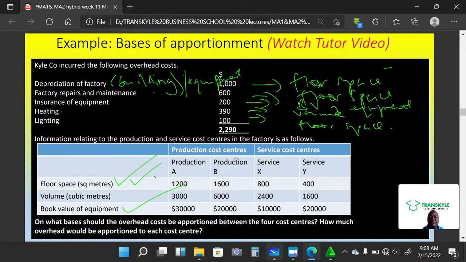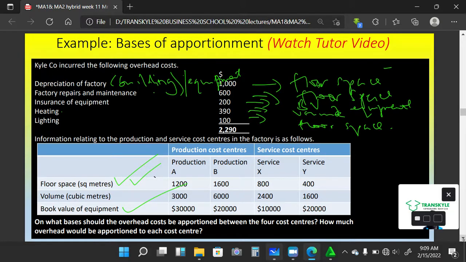more time. All right, so we have answered on what basis the overhead should be apportioned between the four cost centers, and this is the basis which we have done. But we have not answered the other part, how much overhead would be apportioned to each cost center, which is a very cunning and tricky bit of the question. But let us go through it. This is the reason why we are here.